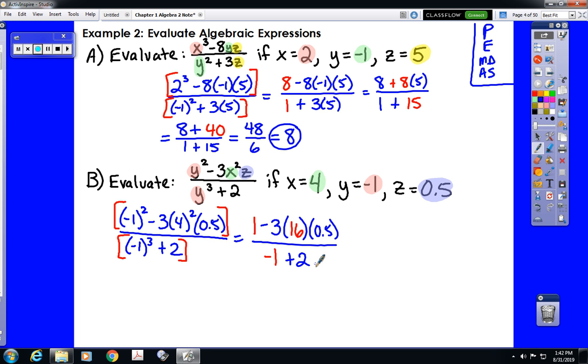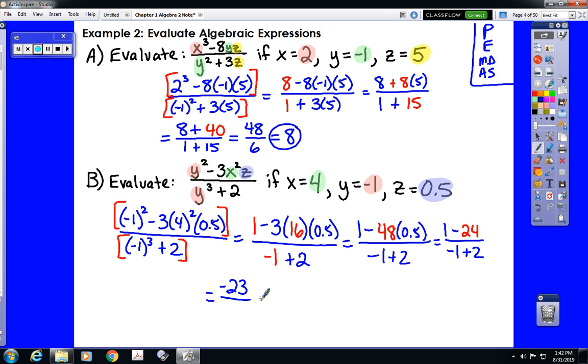Now we're going to multiply left to right, so we're going to show that in 2 steps. We have 1 minus 3 times 16 is 48 times 0.5, and the bottom is unchanged, negative 1 plus 2. Multiply again, so we have 1 minus 48 times 0.5, which is 24, over negative 1 plus 2. That would be negative 23 on top, 1 minus 24, and 1 on the bottom, or negative 23.